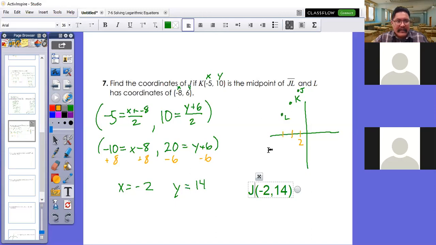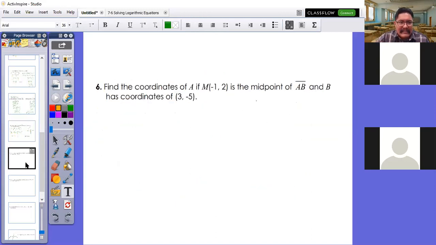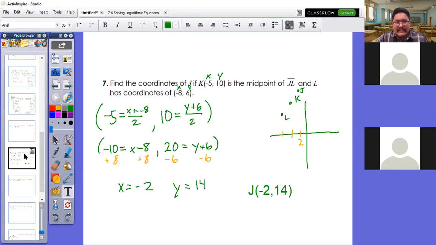All right, and I think we skipped 6. I think 6 is actually out of order in this case. So we actually did number 7. I hope you guys didn't fill it in for number 6. But we'll go ahead and end here.